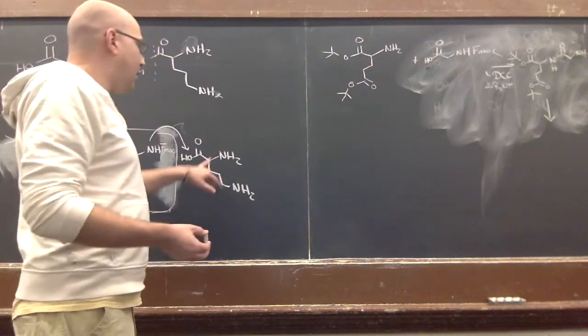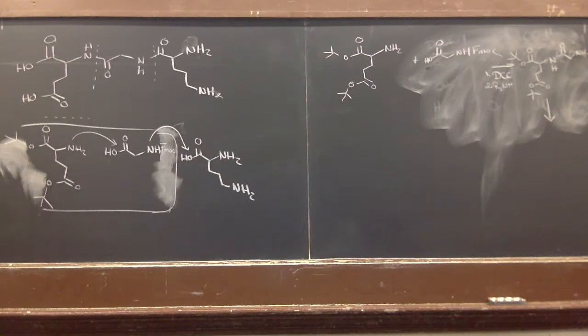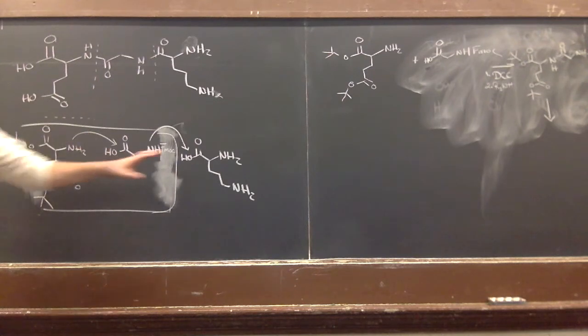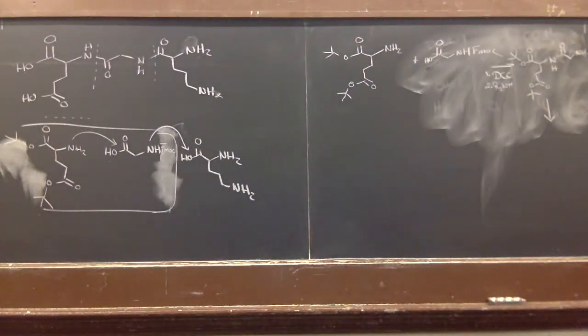Okay. Now, once we do this coupling, the last step that we need to do is going to be take off these t-butyl groups and take off whatever group is over here. And so this is an opportunity where perhaps the global deprotection strategy would be good as well, right?